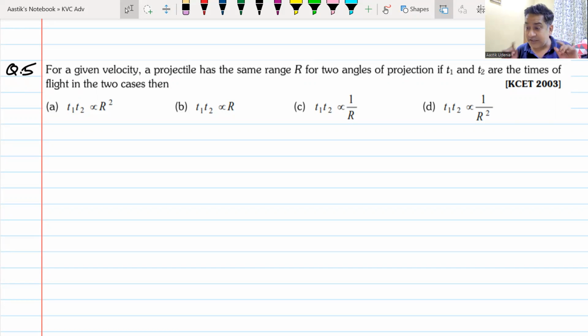For a given velocity, remember it is given, that means it remains constant. For a given velocity, a projectile has the same range for two angles of projection. I hope you understand what it means. If T1 and T2 are the times of flight in both the cases, which relation is correct? And you have 1 minute to solve this one, my dear friends. Then we'll move on to the next set of questions.